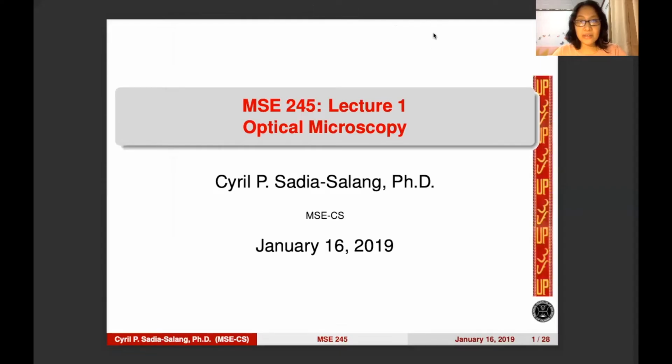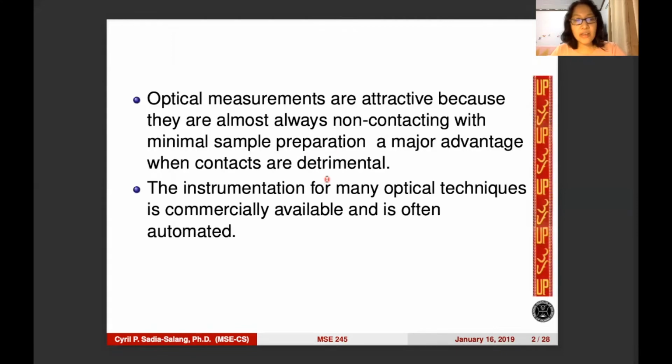A material scientist or a researcher may find optical measurements to be attractive because of the non-contact method and minimal sample preparation. Contacts can damage the structure of samples. In many cases, you may want to preserve a pristine sample surface, or you only have a precious number of samples. Another attractive thing about optical measurements is that the techniques are commercially available. The instrumentation is automated.